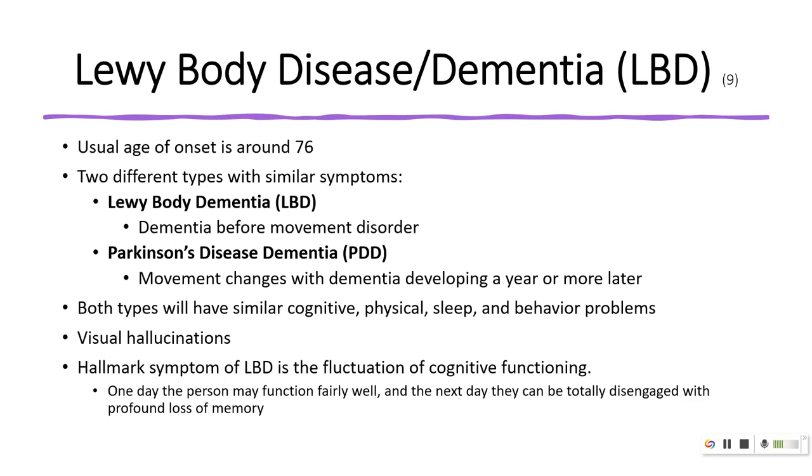I hear this from families that say, boy, yesterday I came to see them and they were doing great. They knew who I was. We had a great conversation, but today they don't. So that fluctuation of cognitive functioning can be very disheartening for the family. Very difficult.